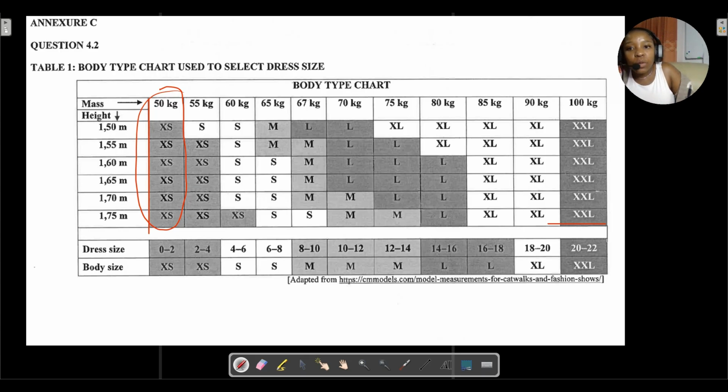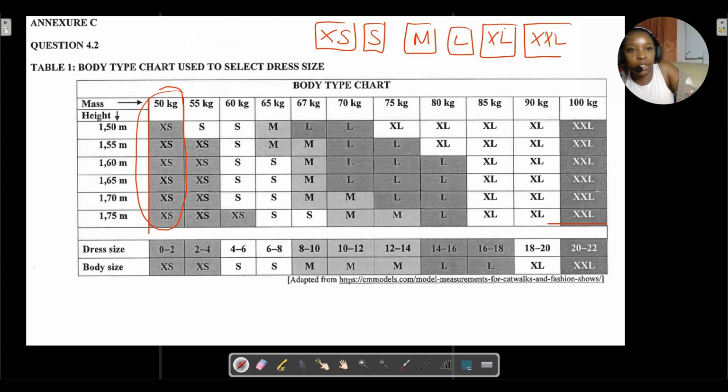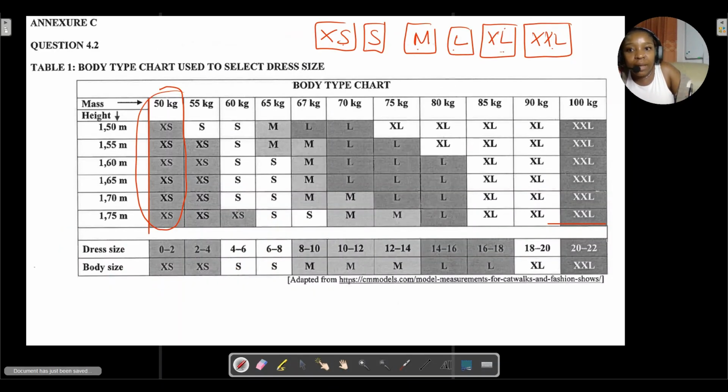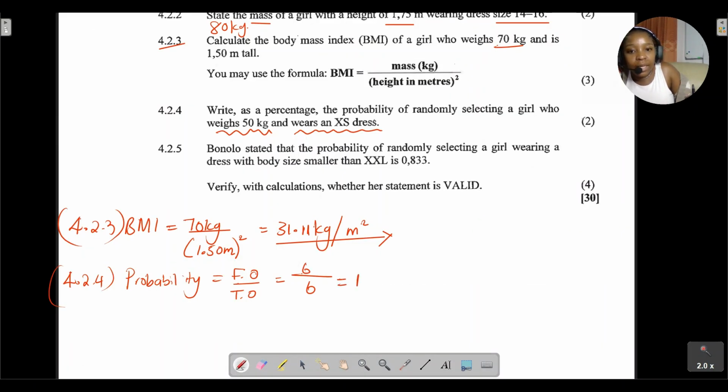Why am I saying this? Because when you look at the different body sizes, we have extra small, then small, then medium, then large, then extra large, then double XL, right? So how many categories do we have for the body size? 1, 2, 3, 4, 5, 6. So the total outcomes is 6. What are the favorable outcomes? 1, 2, 3, 4, 5, 6. So what will be the probability? It's 1, or we can just say 100%.